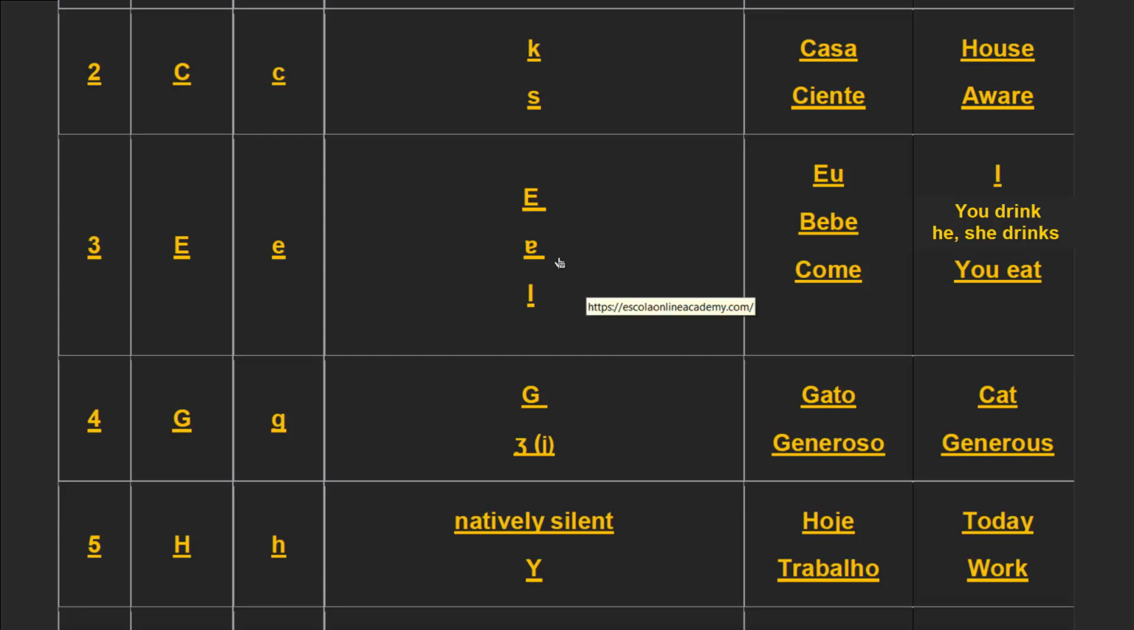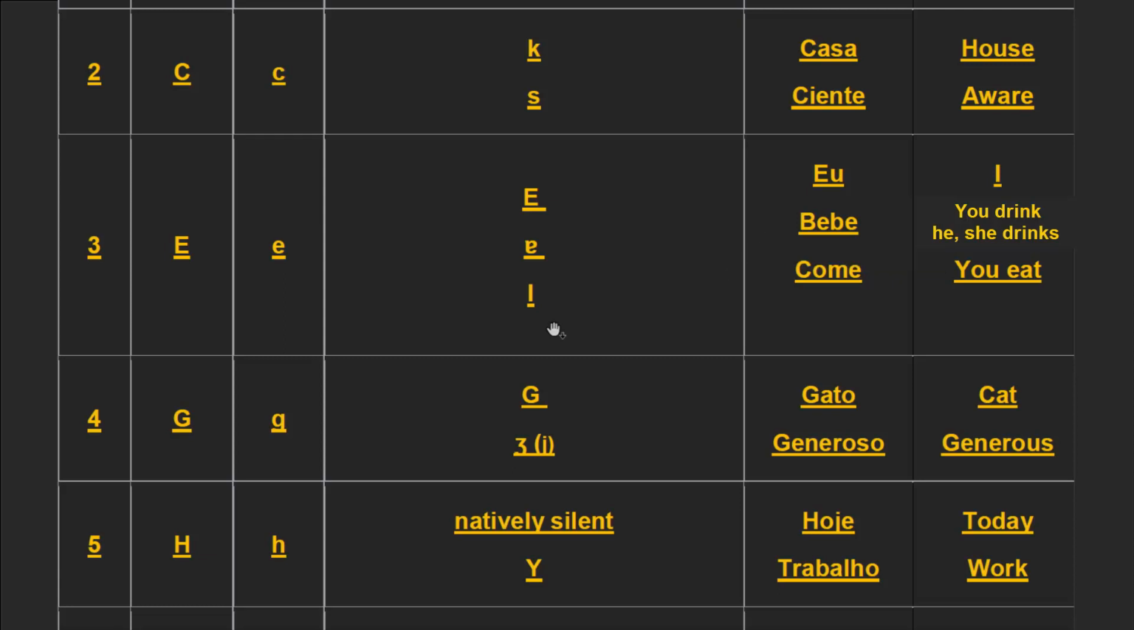The second pronunciation is A, which is a light A. The example that we have here is the word "to drink", which is bebe, bebe. So we don't say bebe with a full A, we say bebe, with a light A.